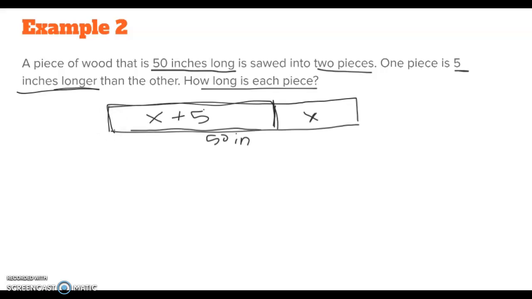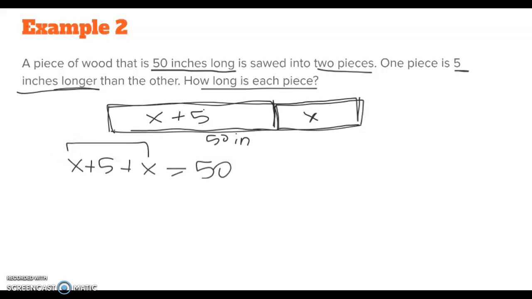And now I know this piece plus this piece had to end up being the original 50 inches of the board. So I can write an equation. It was the longer piece, x plus 5, plus the shorter piece, x, equals 50 inches. Now I have an equation and I can start solving.